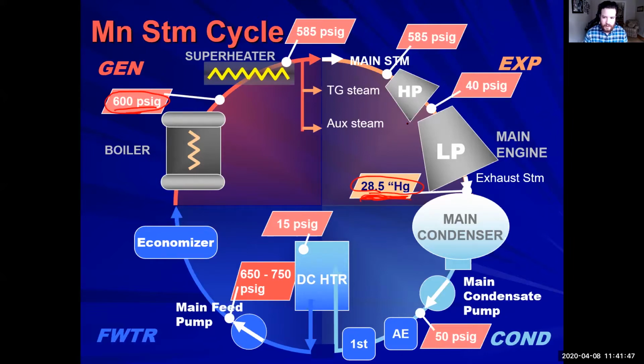Both our high pressure turbine and our low pressure turbine are actually what's producing the force and spinning the shaft of the ship. We are utilizing the main condenser and this almost perfect vacuum to suck this steam through, to create even more of a pressure differential between the two.